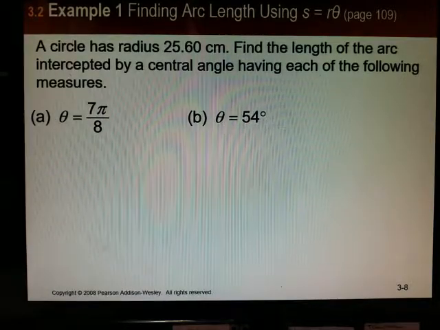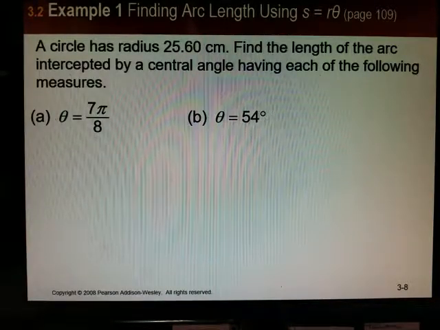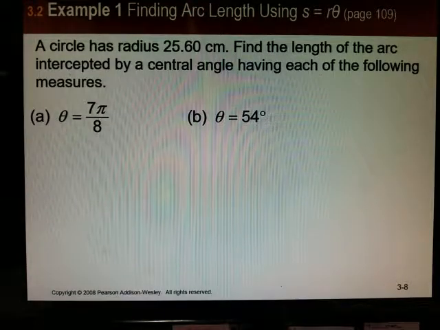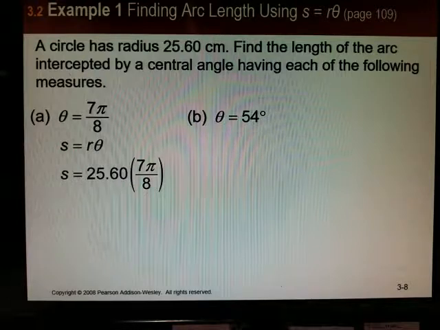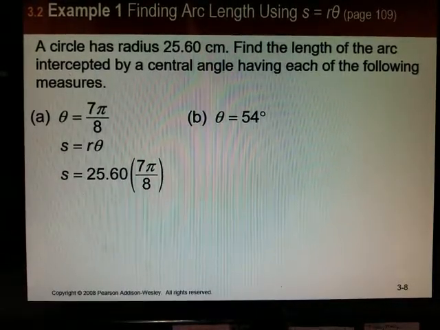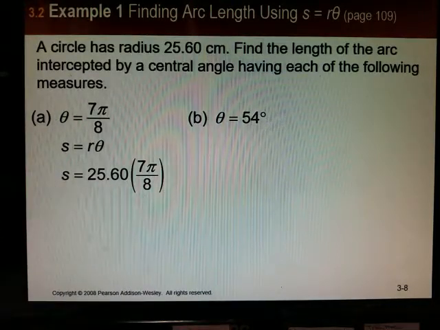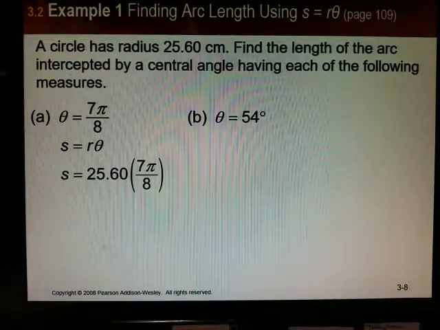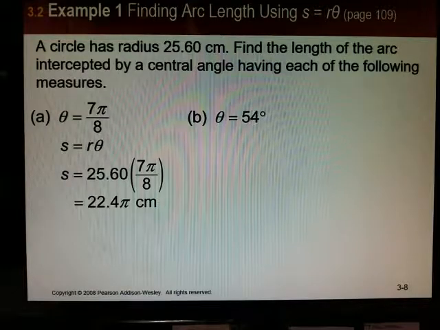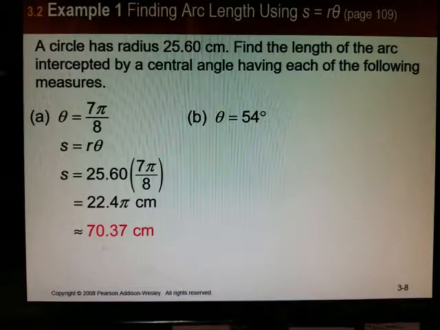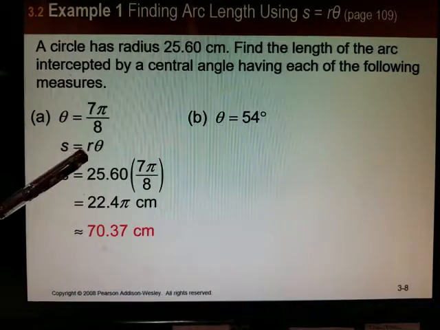All right, so if we have a circle with a radius of 25.60 centimeters, find the length of the arc intercepted by the central angle having each of the following measures. If we remember the formula, it's just the radius times theta, as long as theta is in radian measure. You just take your radius times the radian measure, and that's your arc length. It's actually a very simple formula, you just have to memorize it. If the angle was 54 degrees instead, I could convert the 54 degrees to radians and then use this same formula.